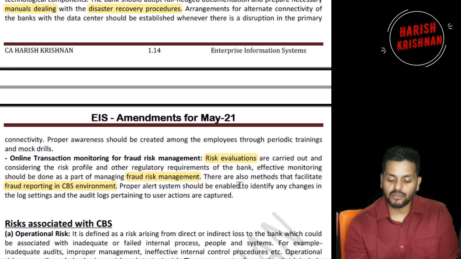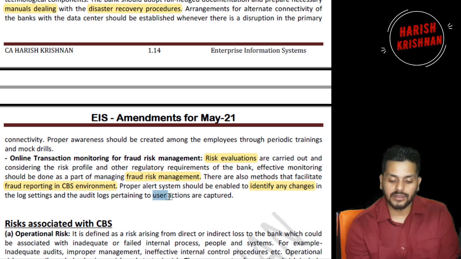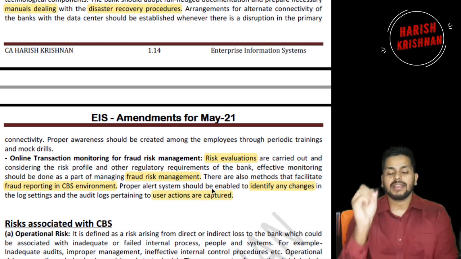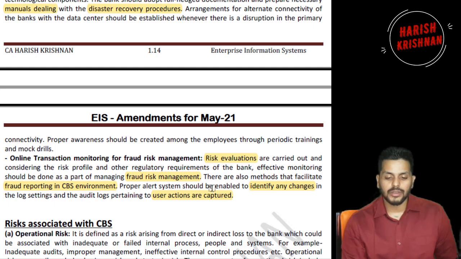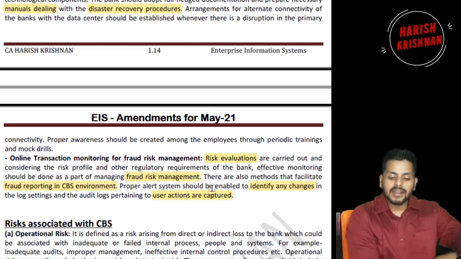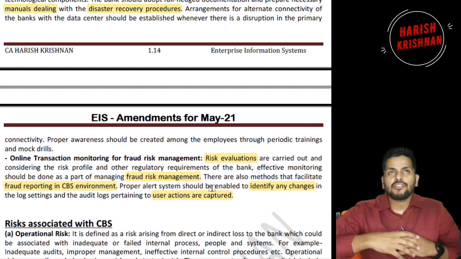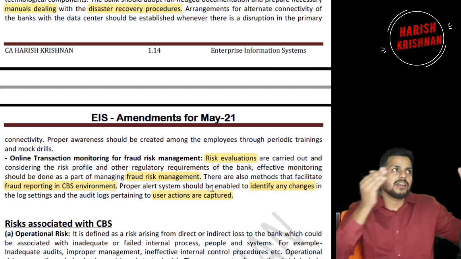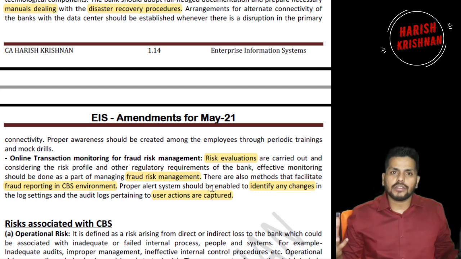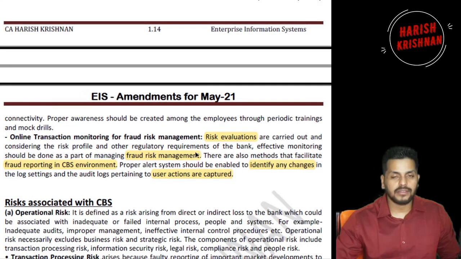A proper alert system should be enabled to identify any changes in the log settings, and the audit logs pertaining to user actions are to be captured. Now, those are the list of points. Earlier only the side headings were there, but now elaborately what they mean by each point. So establishing a bank's core banking system, setting up technology components, mean what goes into that. All these points go into the technology part of the CBS.